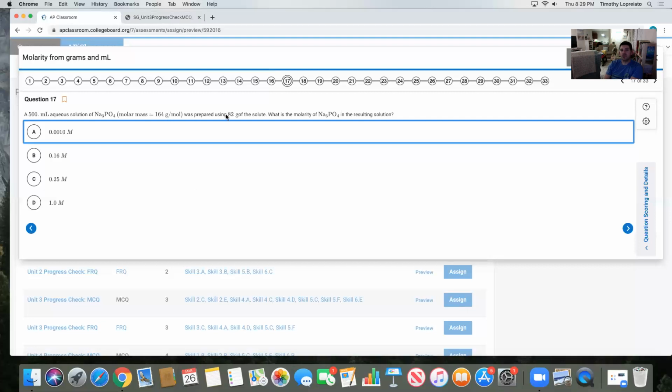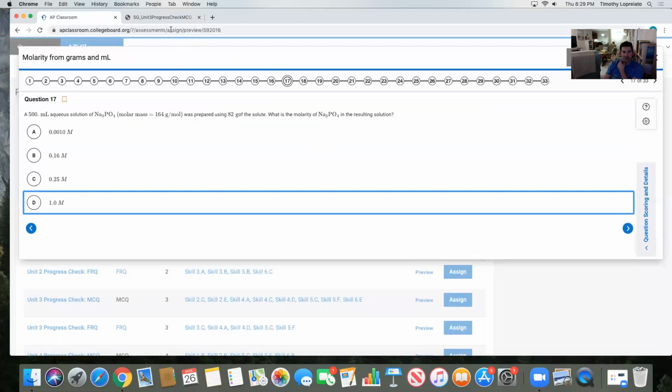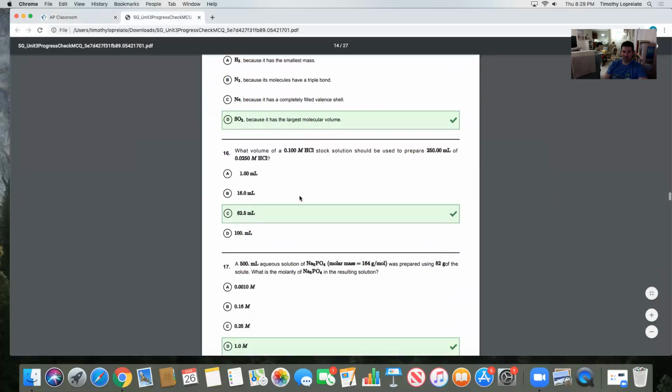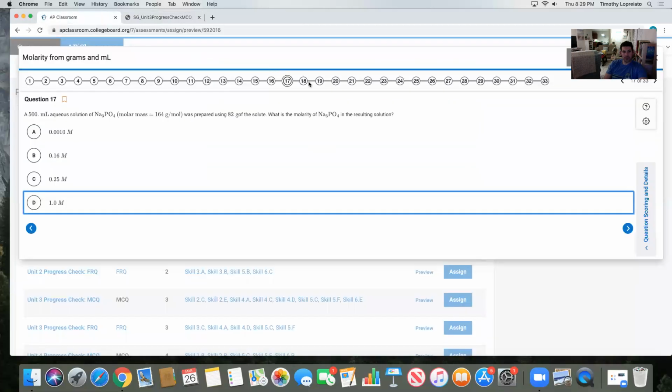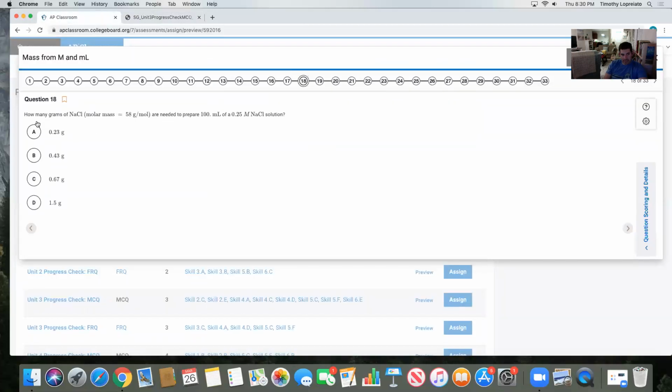All right, so we're using 82 grams. It's got a molar mass of 164 grams per mole. So that means we're using 0.5 moles, and we have 500 mLs of solution. That's 0.5 liters. So 0.5 moles divided by 0.5 liters, that's going to be 1 molar. All right, choice D, 1 molar. I hope we get a question that easy on the AP exam. That would be incredible. Wahoo! Question 18.